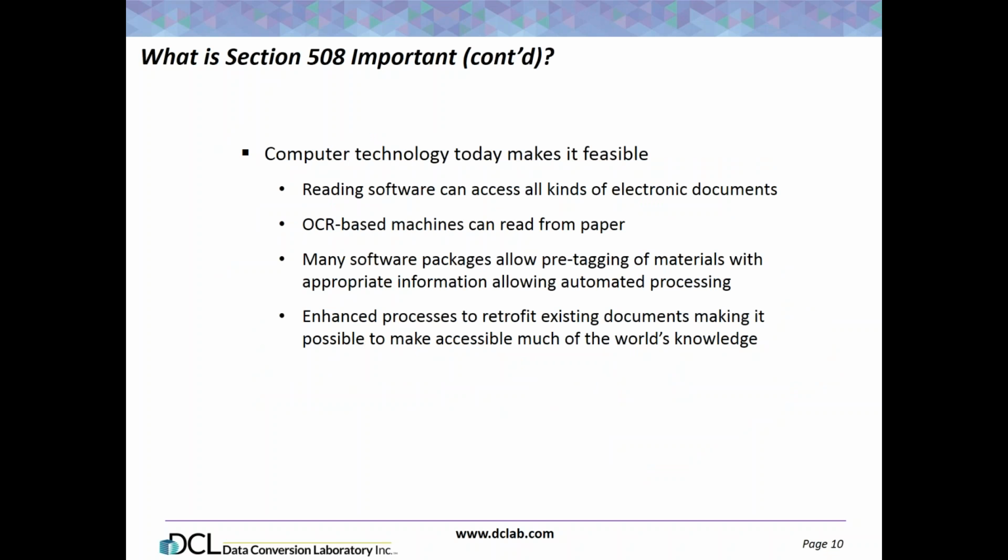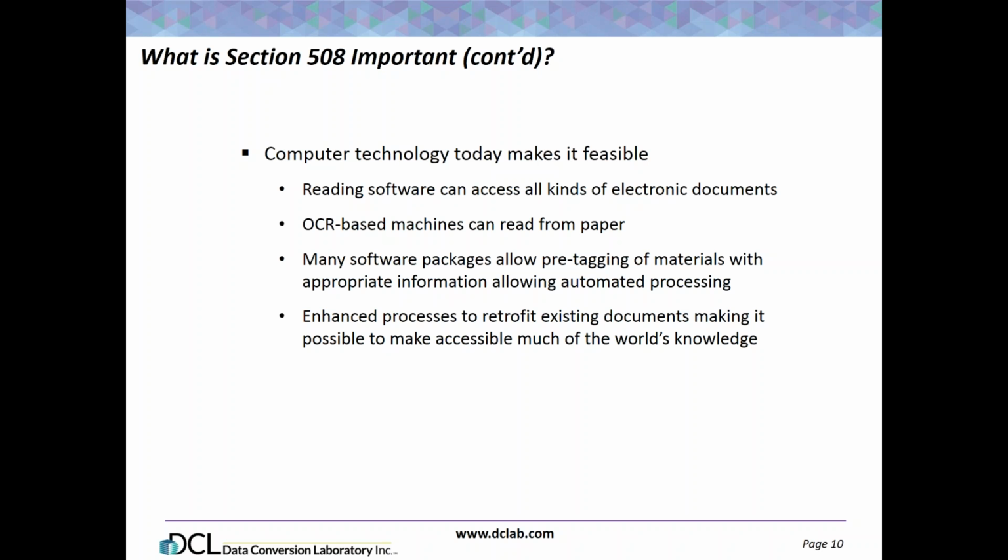And I think a third area is that computer technology today makes it much more feasible than it ever was before. In the 508 statutes themselves, there's an exemption for where it's too difficult to provide these accessible materials. The excuse that it's too difficult is really melting away as technology makes it much more feasible. There's reading software that can read all kinds of electronic documents now. There's OCR-based machines that can read directly from paper. The video we saw before was a very primitive version of it. The equipment is certainly much smaller and more accessible.